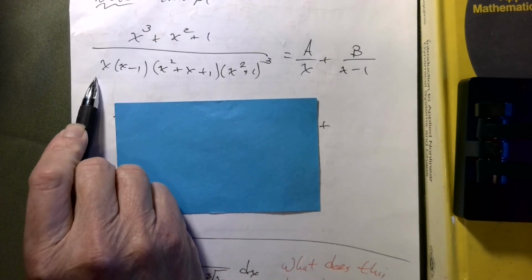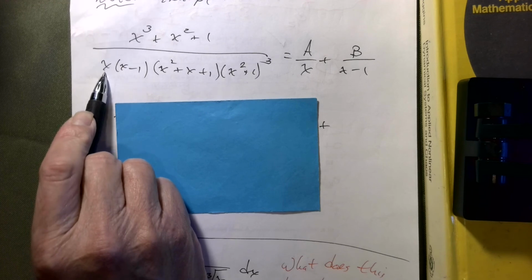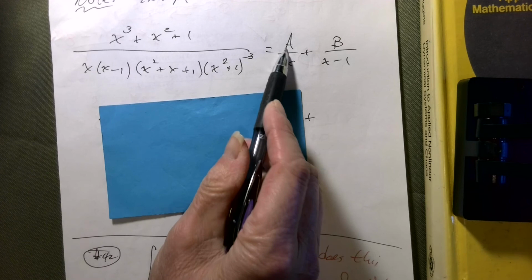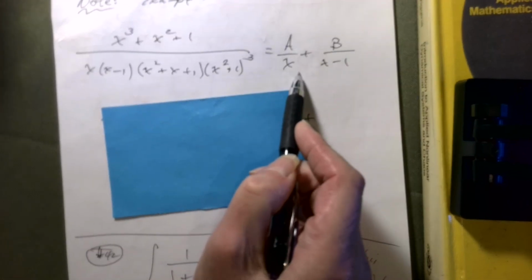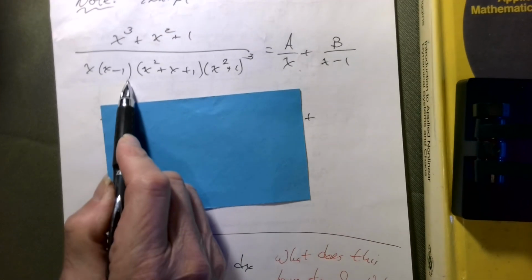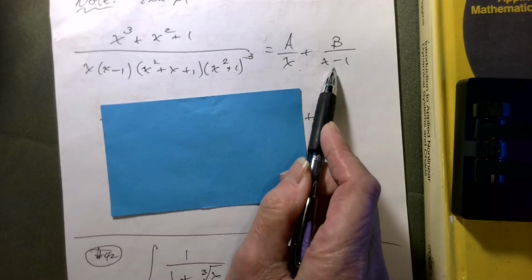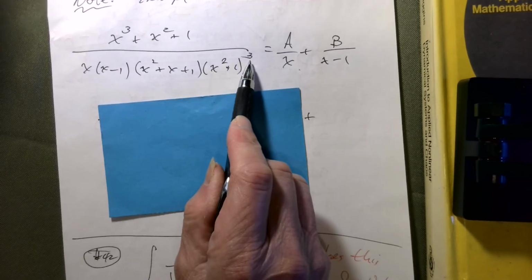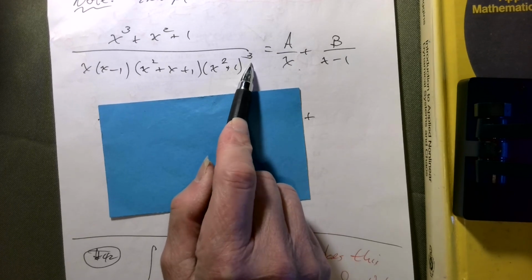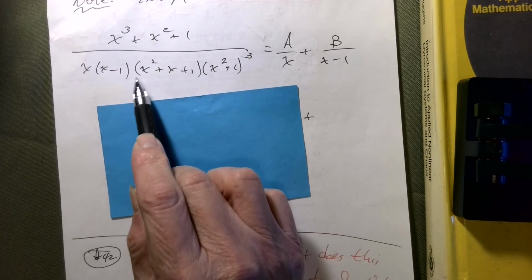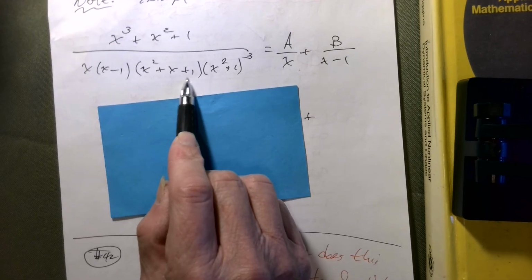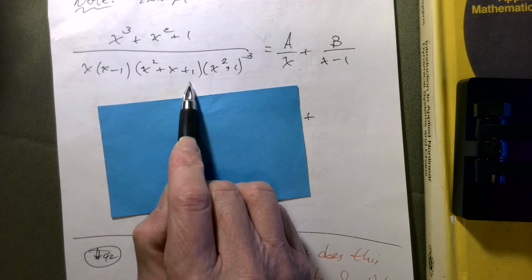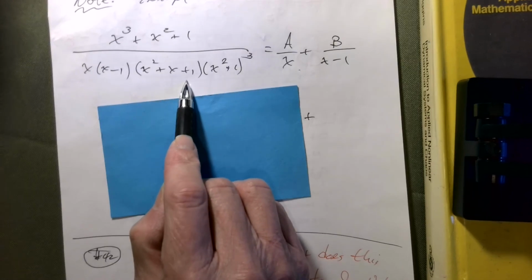So let's ask a question. What's the most number of times a single x shows up? Just once. If this was an x squared, you'd have to go A over x plus B over x squared. X minus 1 only shows up once. There it is. X squared plus 1 to the power of 3. And this is what is called like a prime polynomial. You cannot factor that over the real numbers.